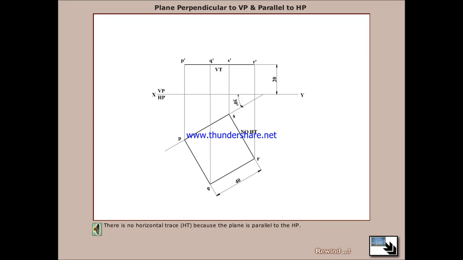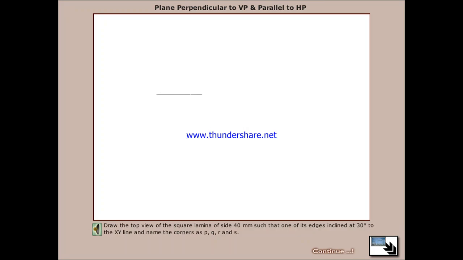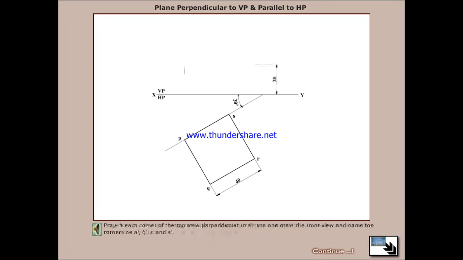Once again. Draw the top view of the square lamina of side 40 mm such that one of its edges inclines at 30 degrees to the XY line and name the corners as P, Q, R and S. Project each corner of the top view perpendicular to XY line and draw the front view and name the corners as P', Q', R' and S'.